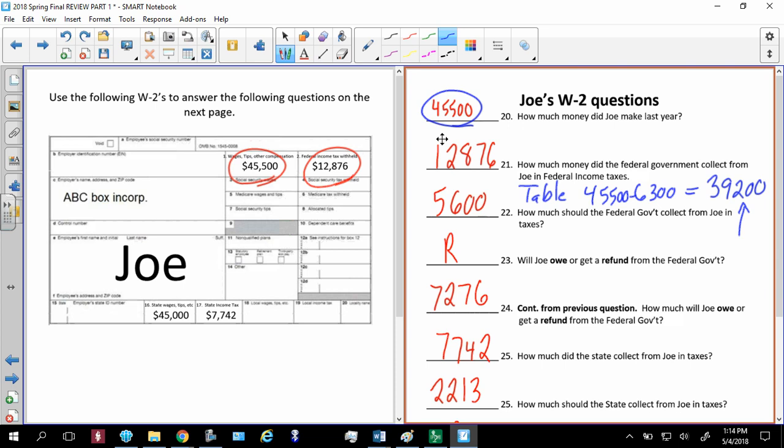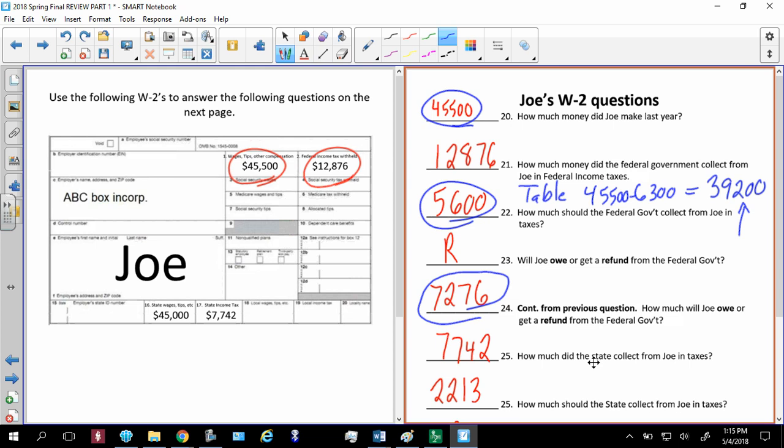So when you looked it up, $5,600 is how much the federal government should have collected. Now, they ended up collecting almost double that, more than double. So that means he's going to get a refund. Joe overpaid. So how much money is he going to get back? $7,276. That was a horrible circle. I'll try that again. There we go.